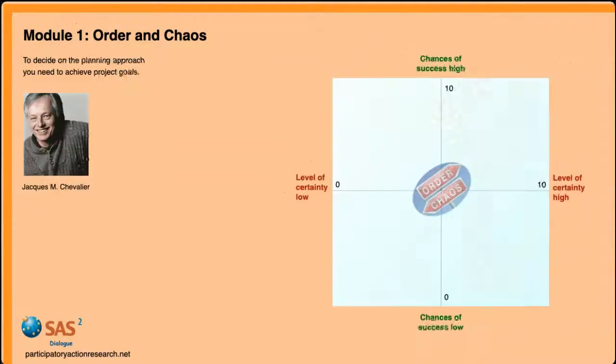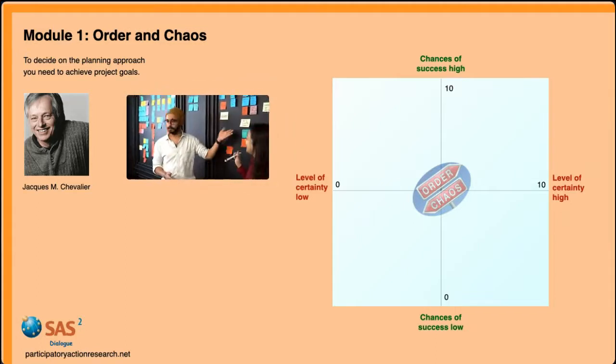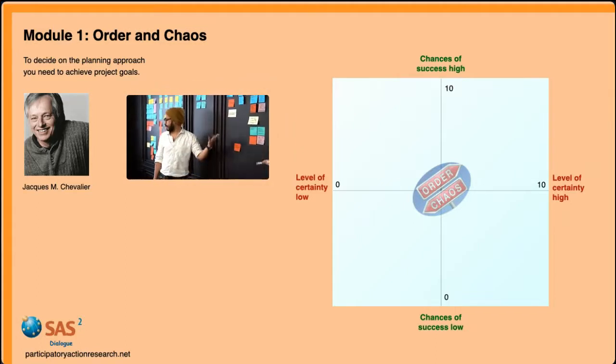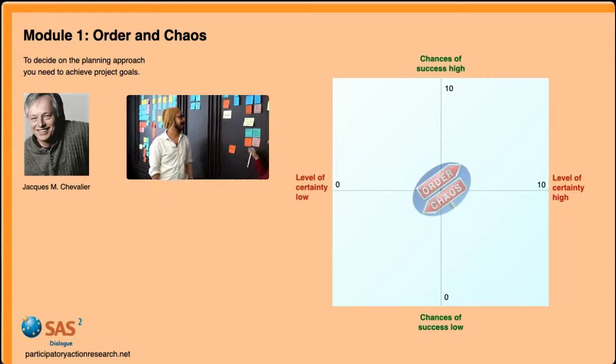This tool is called Order and Chaos. It is in Module 1 of your handbook, page 23. The tool helps you choose the planning approach you need to achieve project goals. You can start by reviewing the specific outcomes you'd like to achieve by the end of your project. Write keywords or draw concrete indicators of success on a flip chart.